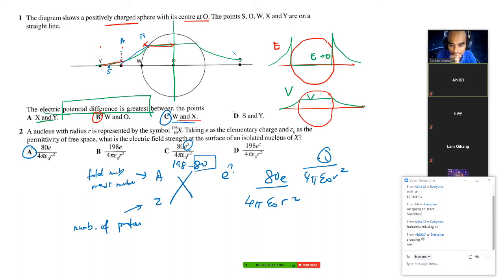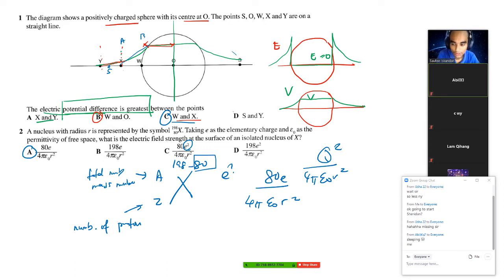Okay, it's a single nucleus, it doesn't have an E squared. If you have double Q squared, right, you'll be having Q squared, but this is a single charge, and it's a sphere charge.